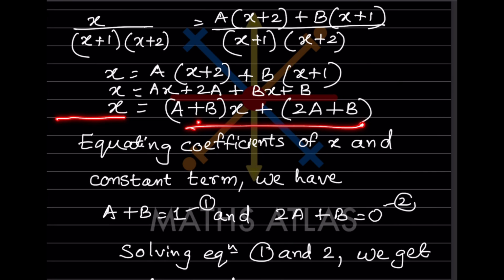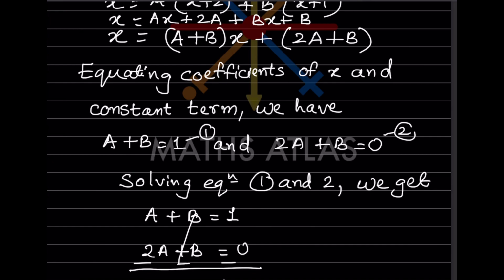Here this is x and this is also x. There is actually no coefficient, which means it is 1. So we can write a plus b is equal to 1. And for 2a plus b, this is a constant, and we don't have any constant on the left, so 2a plus b is equal to 0. This is equation number 1 and this is equation number 2. So when we solve equations 1 and 2, what do we get? a plus b is equal to 1 and 2a plus b is equal to 0.